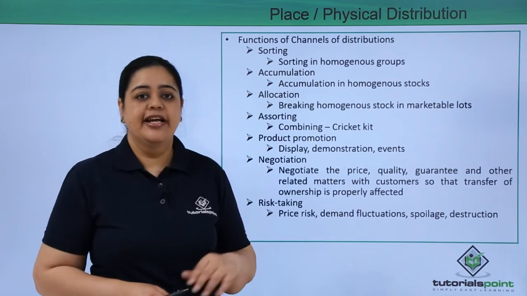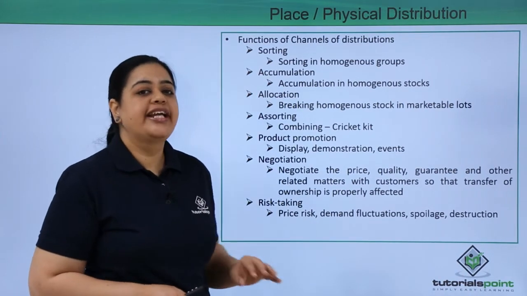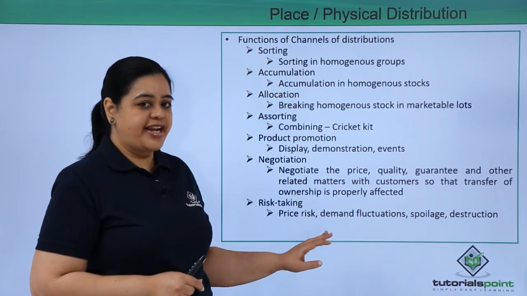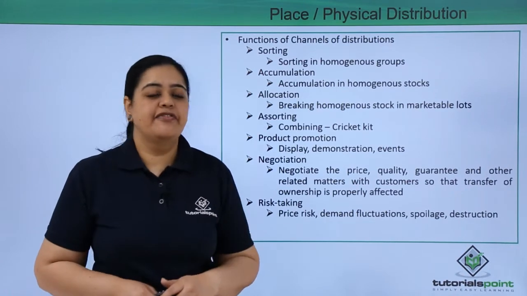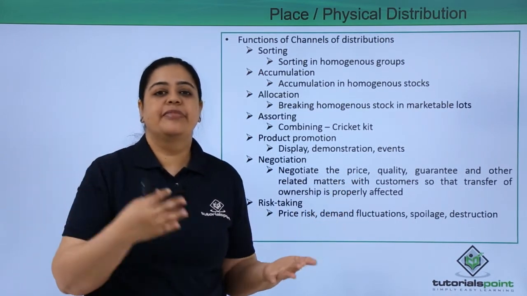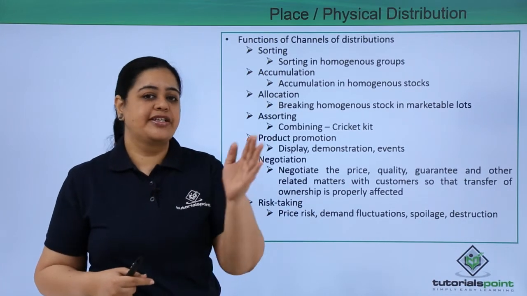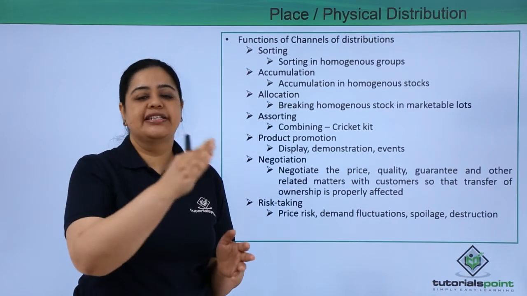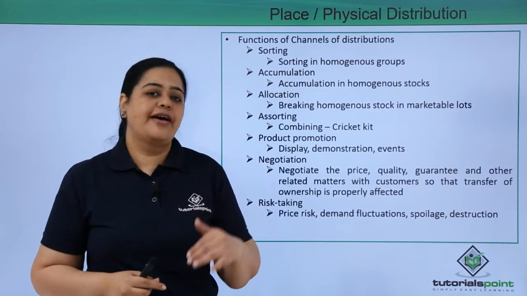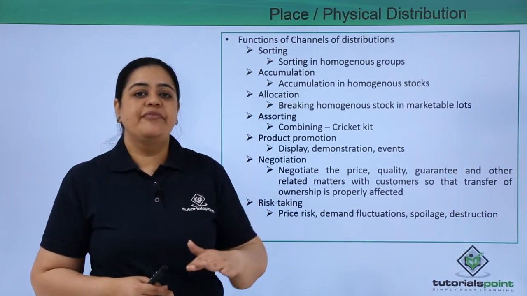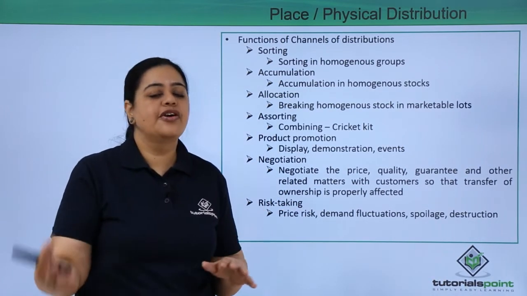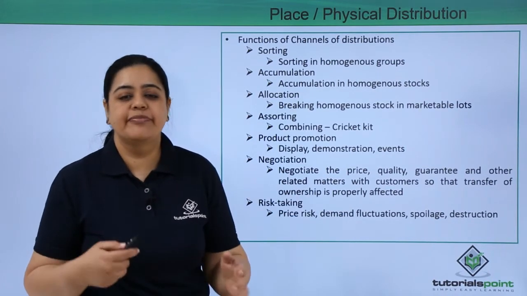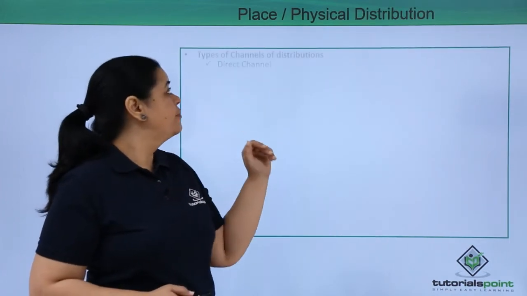Then comes risk taking. Now see, intermediaries are the people who take the risk for you. Why? Because they buy the product from you, so there is a price risk. Then there are demand fluctuations. Let's say I bought Patanjali toothpaste on the premise that the demand is very high and customers are going to buy it. Now suppose there is a demand fluctuation and people start shifting to some other toothpaste. Then I am at risk as an intermediary, wherein my stock is just piling up or lying there, and it might lead to spoilage or destruction. Let's now move further.